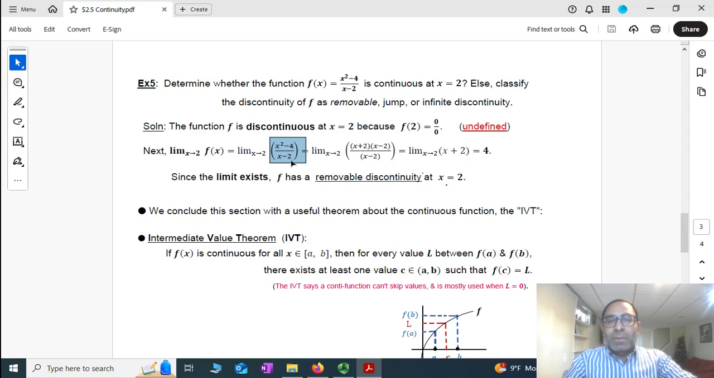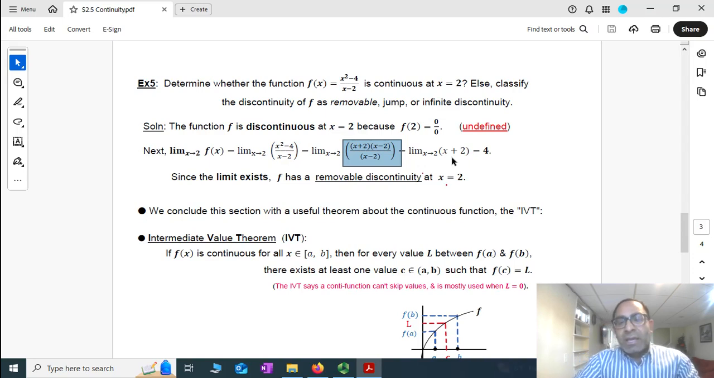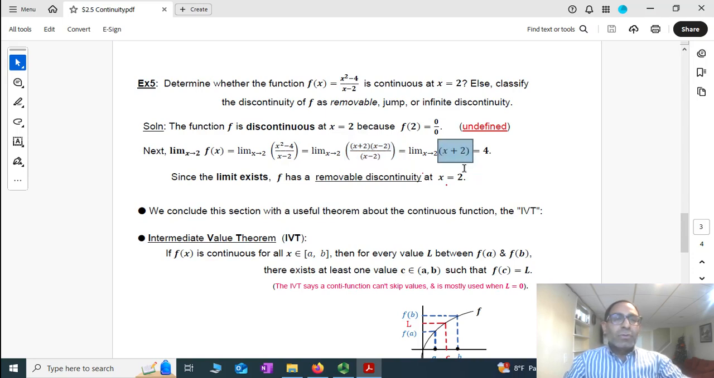So let's apply some algebraic trick here. Let's factor the numerator. Then x squared minus 4 becomes x plus 2 times x minus 2. Copy the denominator as it is. Then in the next step, we can cancel the x minus 2 and x minus 2. Then we don't have the fraction here, so we just have the limit of x plus 2. Then the limit of x plus 2 as x approaches 2 is 2 plus 2, which is 4.